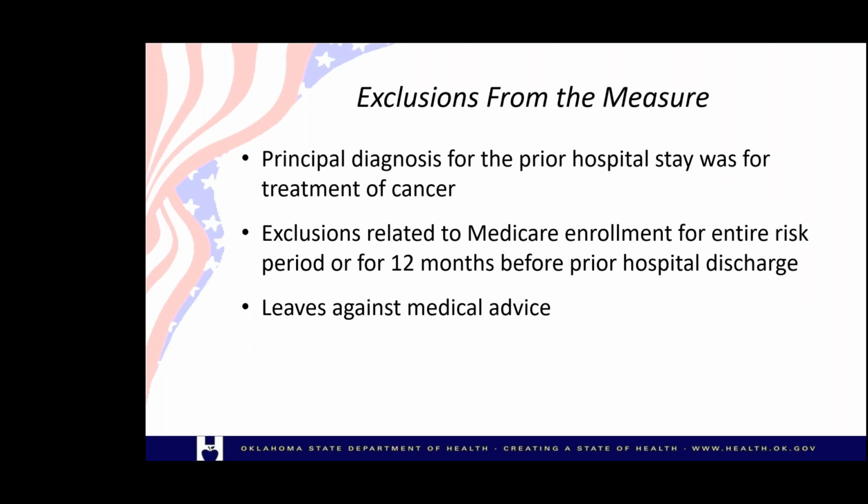The other exclusions include if their diagnosis for the hospital stay was a treatment for cancer, or if they were not enrolled in Medicare for the whole 12 months prior to the hospital discharge. And then the last one is if they were leaving against medical advice. If they decided they didn't like the nursing home and they wanted to leave, but the doctor said no, and they left anyway, then that would be excluded from that measure.